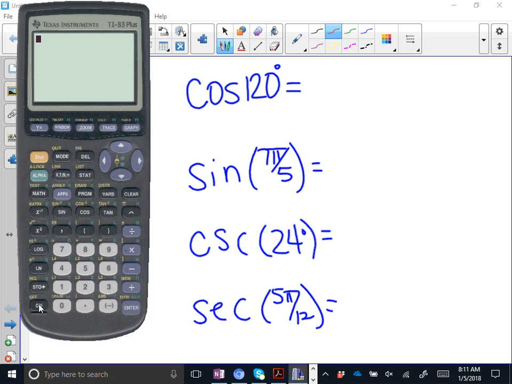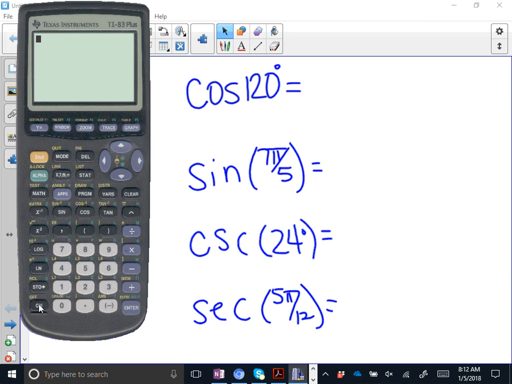Okay, so the first two are fairly straightforward. We have a cosine button and we have a sine button. The first thing that you need to be very careful with is the mode of your calculator. For our first calculation, what mode should our calculator be in? Degrees. I don't know if you've ever even changed the mode in your calculator, but let me show you how to do that.